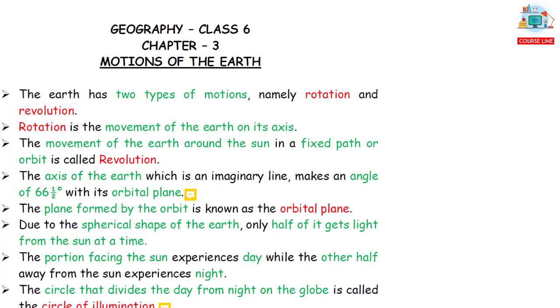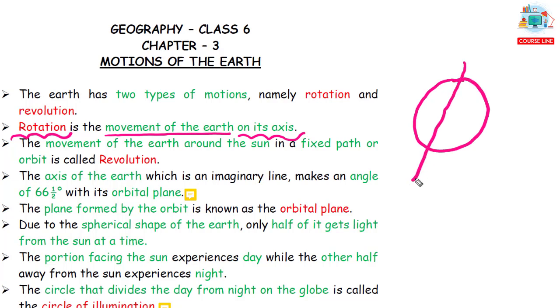Okay, now we will study what is rotation. Rotation is the movement of the earth on its axis. This is our earth. Suppose this is our earth. This is the axis. So the earth rotates from west to east like this in direction on its axis.